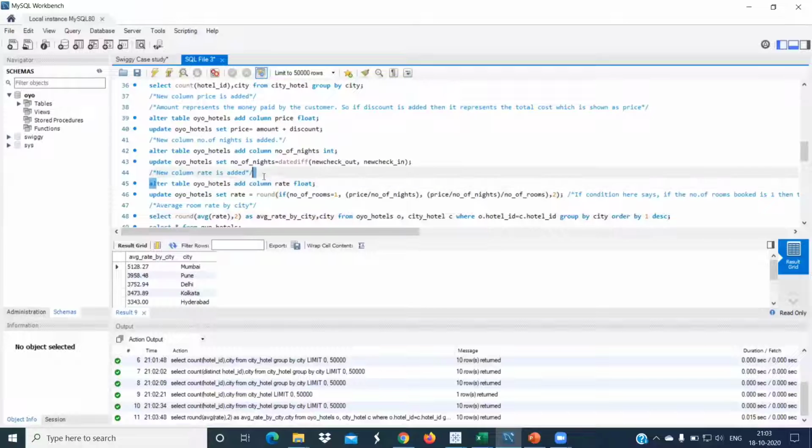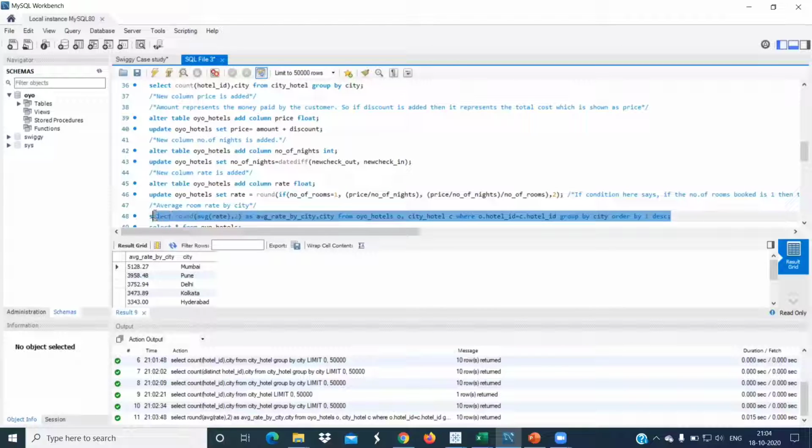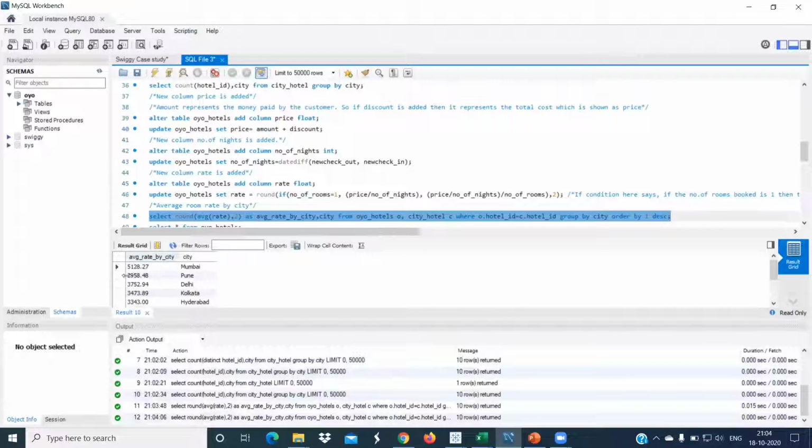This is a query to form a new column called rate, and this update command is to set the formula of rate, and this is a query to retrieve the average rates of different cities. You can see that the rate in Mumbai is 5,128.27 and the rate in Gurgaon is 2,602.99 rupees, which is the least.